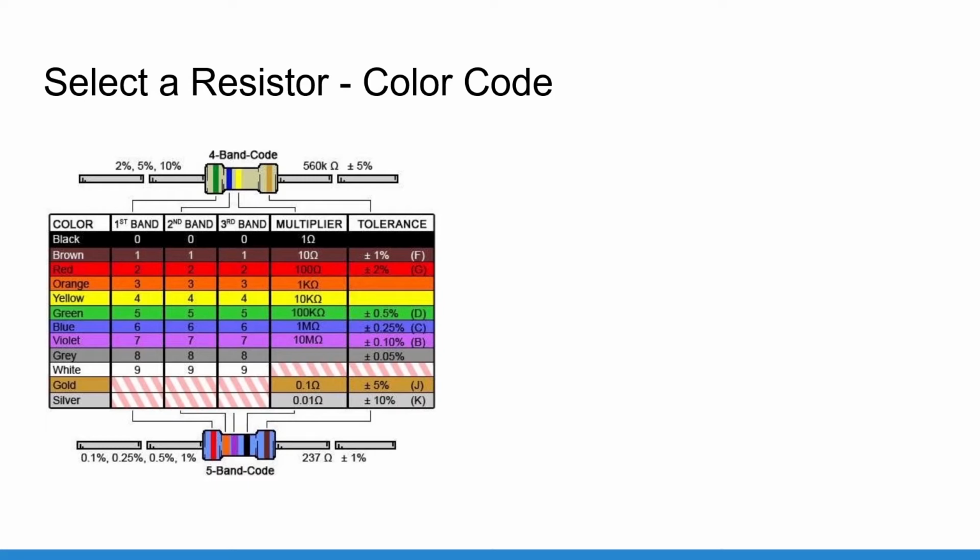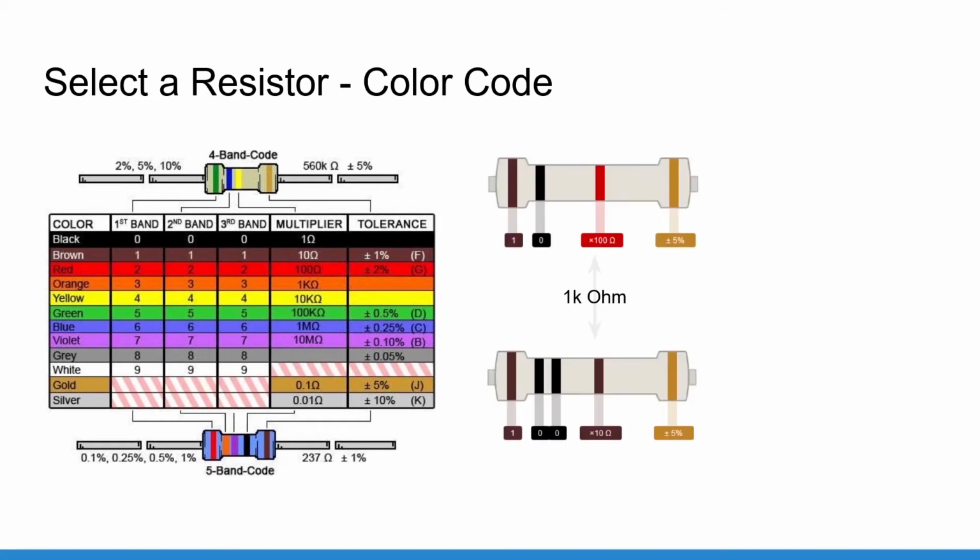The next band corresponds to the multiplier, for example, multiplied by 1, 10, 100, 1 kiloohm, 10 kiloohm, etc. And finally, the last band is for the tolerance, or the precision, of the resistor. For what we'll do in this course, you will not need to worry about the tolerance. Any value will do. So the first resistor we are going to use is the 1 kiloohm resistor. 1 kilo, or 1000, okay?